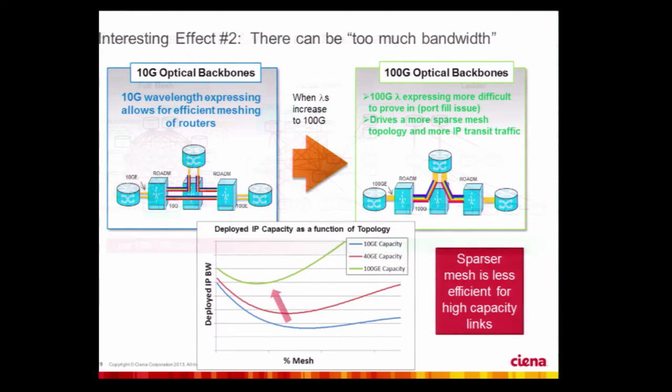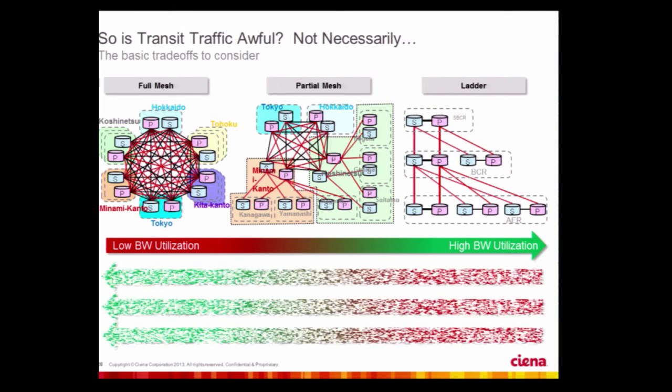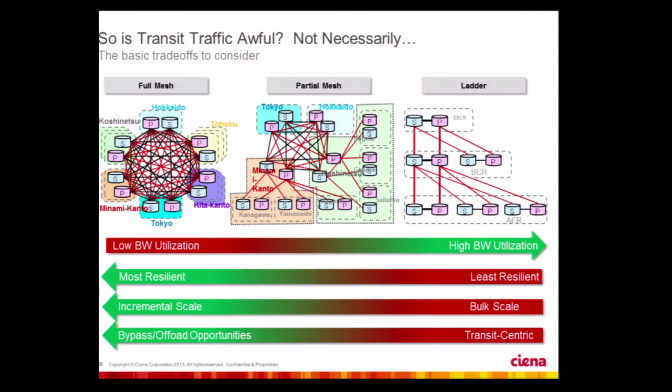But what this really shows is that what really is important is the transit capacity. So if you go to less meshing, that means you have more transit traffic. Then the question is, what will you do with that?